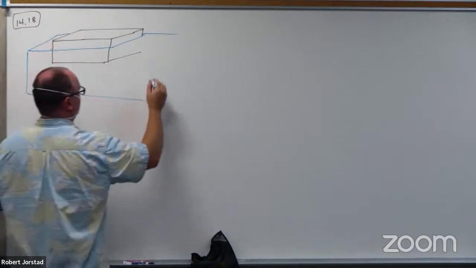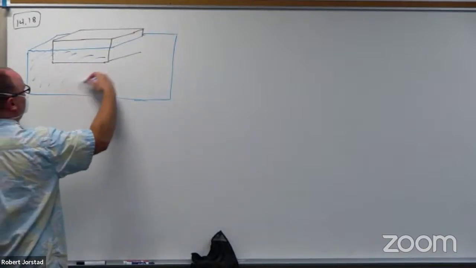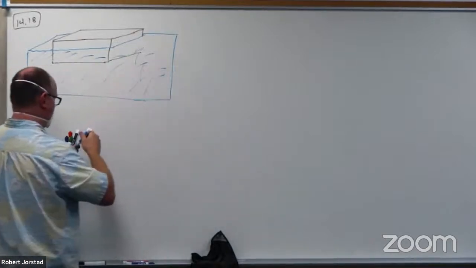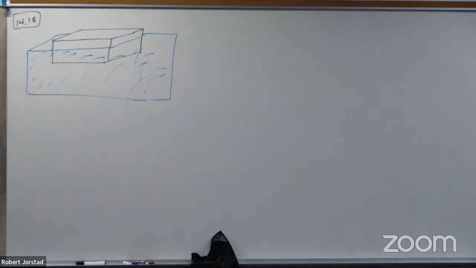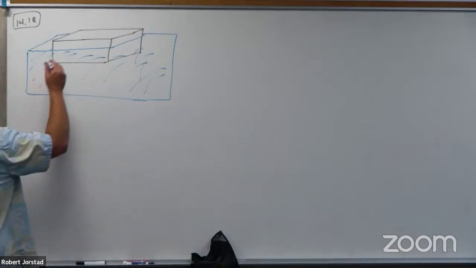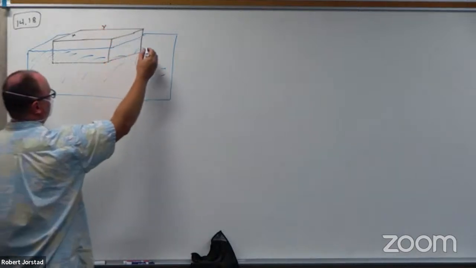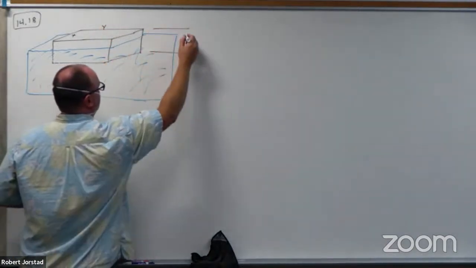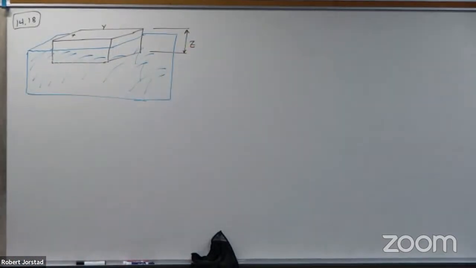That's my attempt to draw this. Now, in this case, let's see what we're given. We know it's X, Y, and Z. So this dimension is X, this dimension is Y, and this dimension here is Z. And we're told it floats in a fluid with density rho.